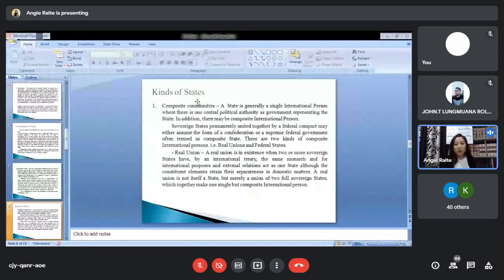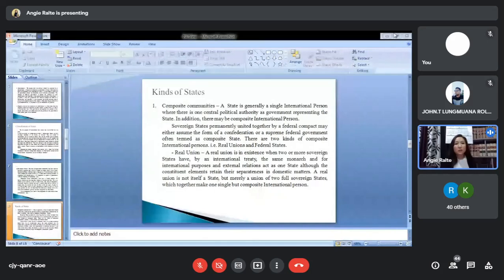Different types of states. One is composite communities. A state is generally a single international person where there is one central political authority, the government, representing the state. There may also be composite international persons. A state is generally a single international person.